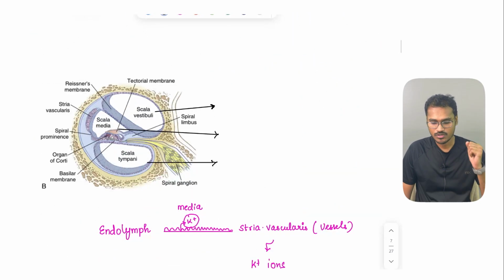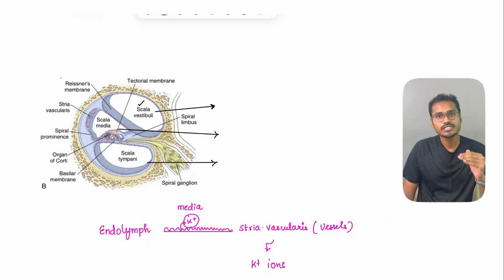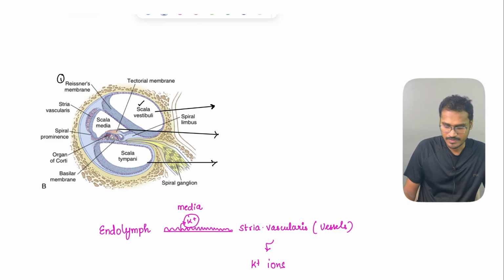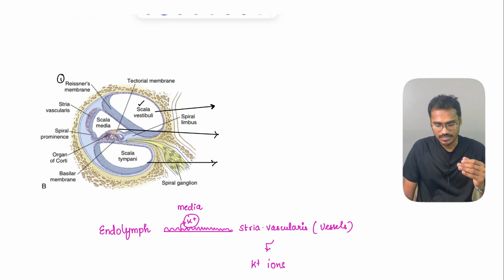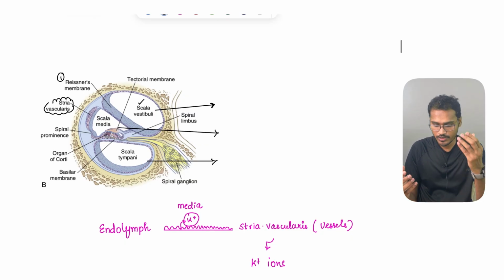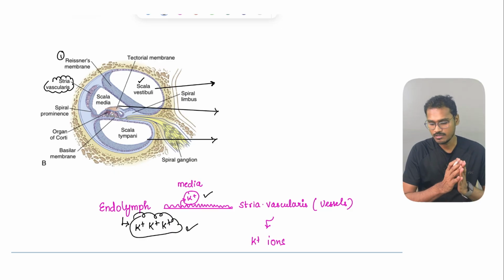Now they have done a cross section, and in the cross section we have the scala vestibuli, and below the scala vestibuli we have the first membrane, that is the Reissner's membrane. Then after that we have the scala media. The scala media has one important structure called the stria vascularis. It has some vasculature which is going to secrete a lot of potassium. So my endolymph, which is present in the scala media, will have lots and lots of potassium. The depolarization is also done with the help of these potassium ions. So remember this fact also.